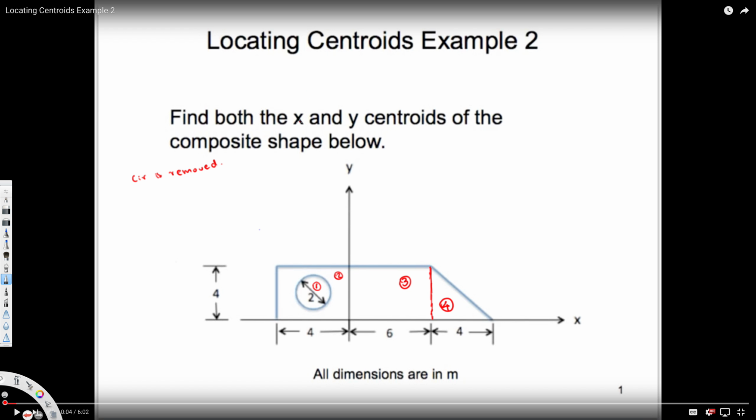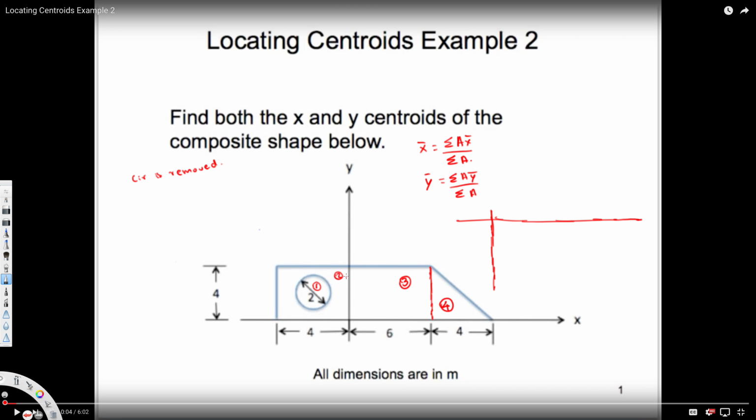To find the x and y centroids, the equation is x bar equals sigma A x bar over sigma A, and to calculate the y bar, it's the same thing: sigma A y bar over sigma A. So in this case, we have to find A, x bar, A y bar, and the sigma A. To calculate this, I create a table. So let's create the table.